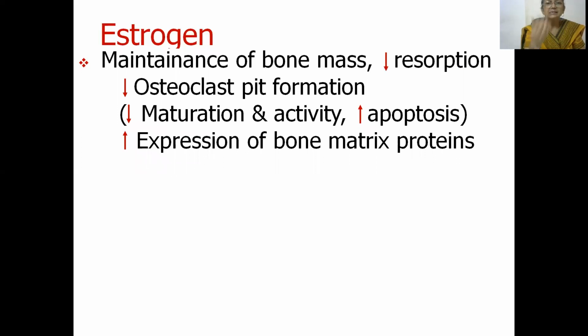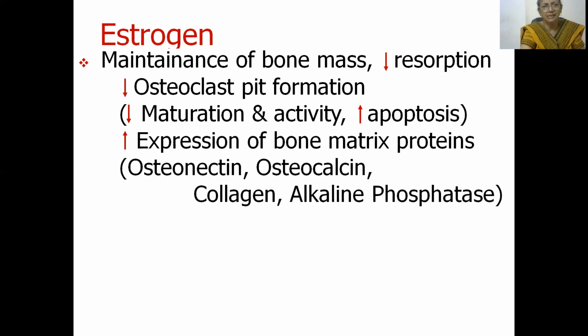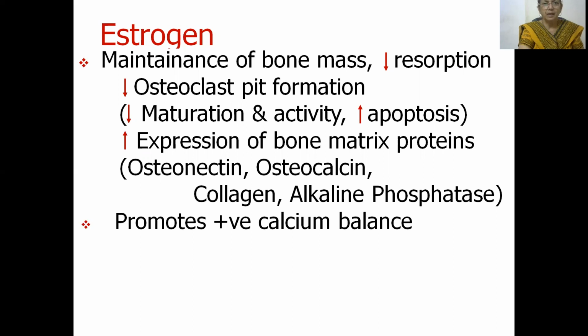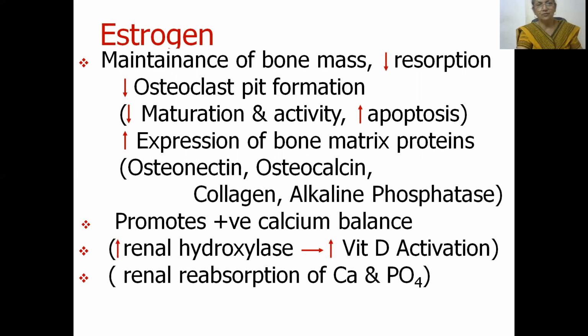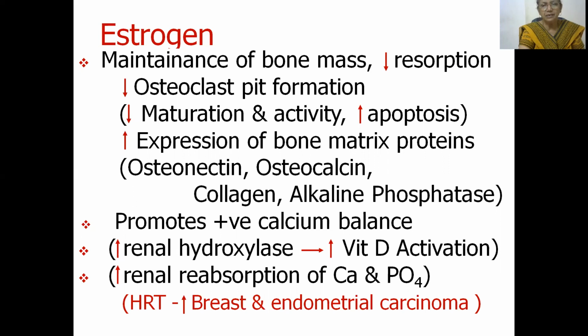That is, it increases the synthesis of bone matrix proteins so that the osteoid can be deposited by osteoblasts. So osteonectin, osteocalcin, collagen, alkaline phosphatase, all the ingredients of the bone matrix protein, the synthesis is increased by estrogen. It also promotes, we have already seen, positive calcium balance by two mechanisms. It ensures renal hydroxylation of vitamin D to form the active calcitriol, and through this, indirectly, it is promoting gastrointestinal absorption of calcium and phosphate. And it also increases the renal reabsorption of calcium and phosphate directly by itself.